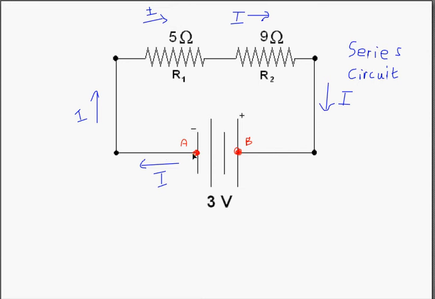And the interesting thing is, because there's only one path to get from A to B, there's only going to be one current. And that's extremely important. It only has one current, and again, that's because there's only one path. So if you can find the current here, you can find the current here, and you can find the current here. They're all the same. Series circuits produce the same current everywhere.